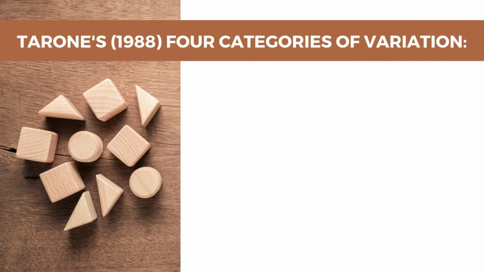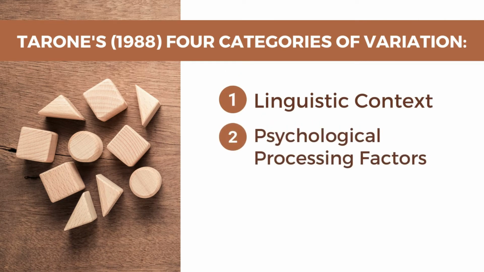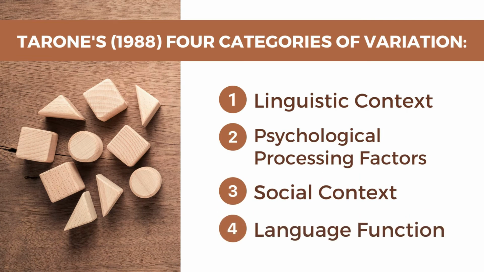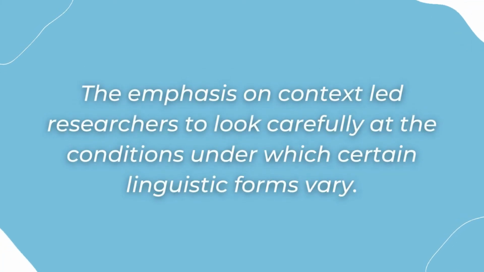There are four categories of variation. 1. Linguistic context. 2. Psychological processing factors. 3. Social context. And 4. Language function. The emphasis on context led researchers to look carefully at the conditions under which certain linguistic forms vary.